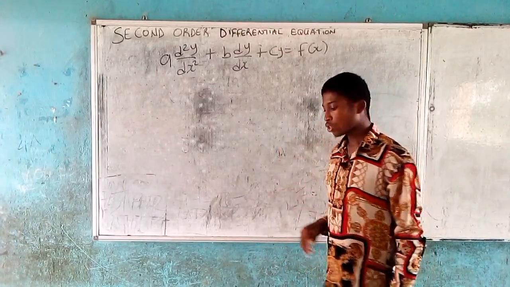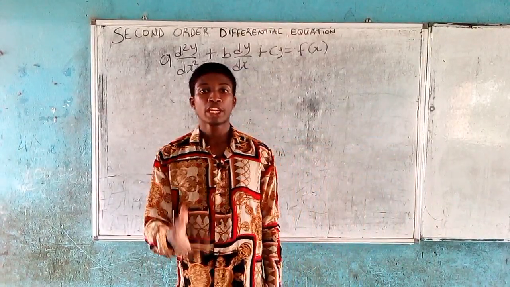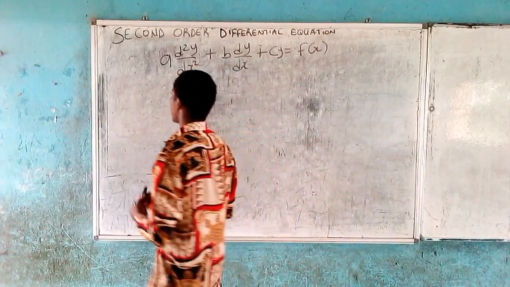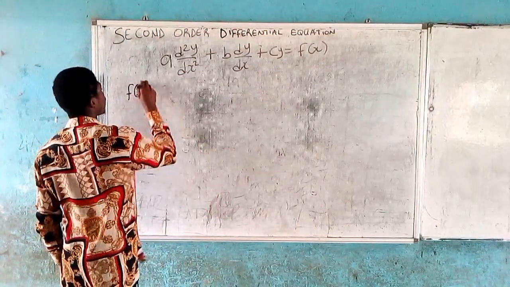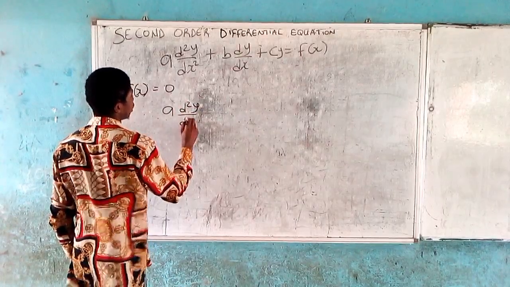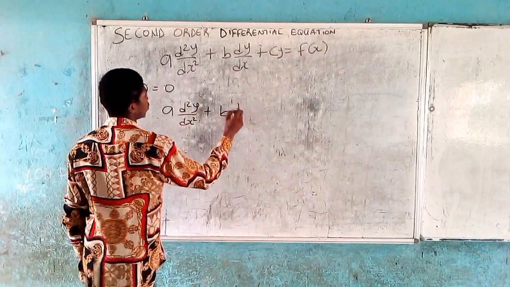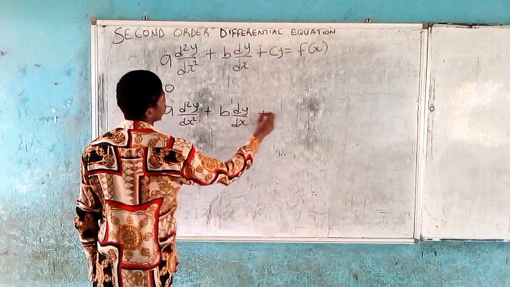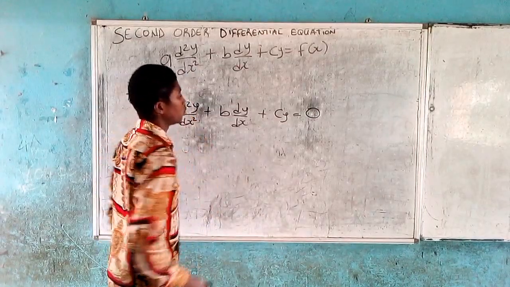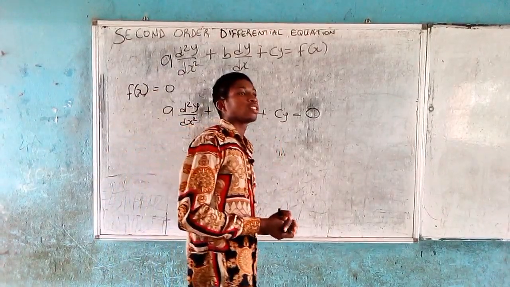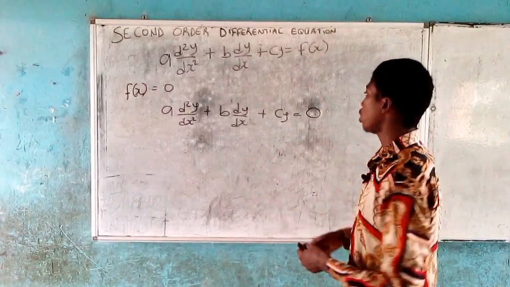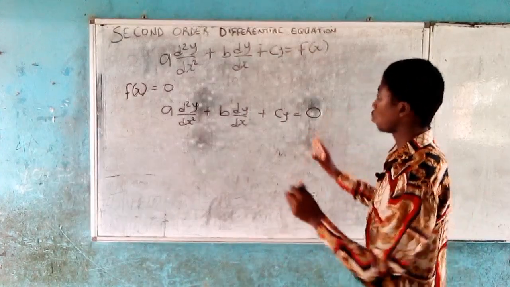Now, going into the linear homogeneous differential equation, if f of x is equal to 0, we'll be having a d²y/dx² plus b dy/dx plus cy equals 0, because f of x now is equal to 0. This is what we know as the linear homogeneous second order differential equation. So this is what we need to know about it.